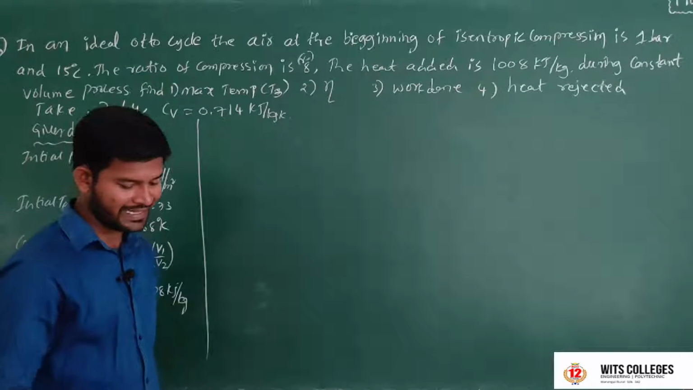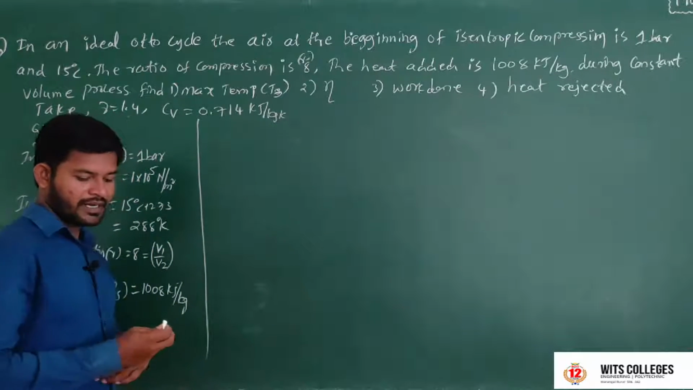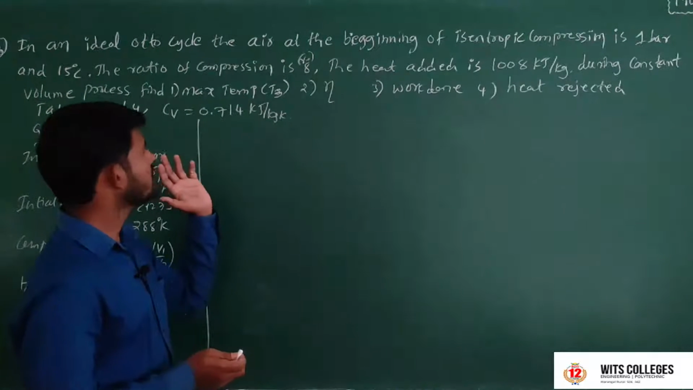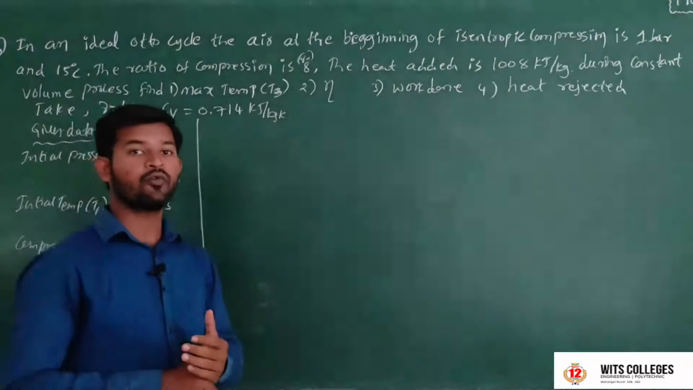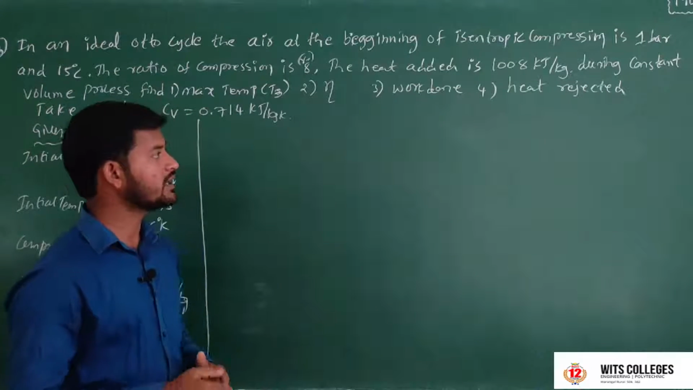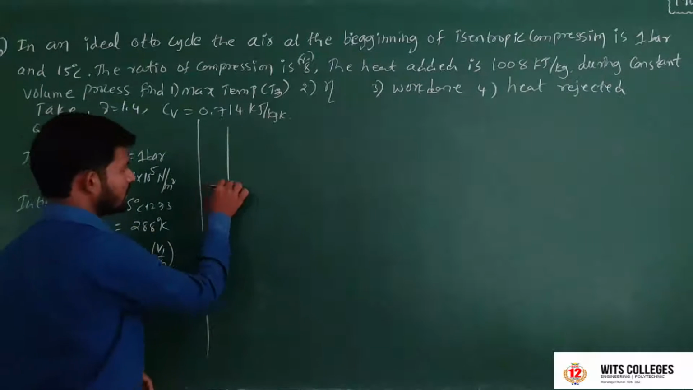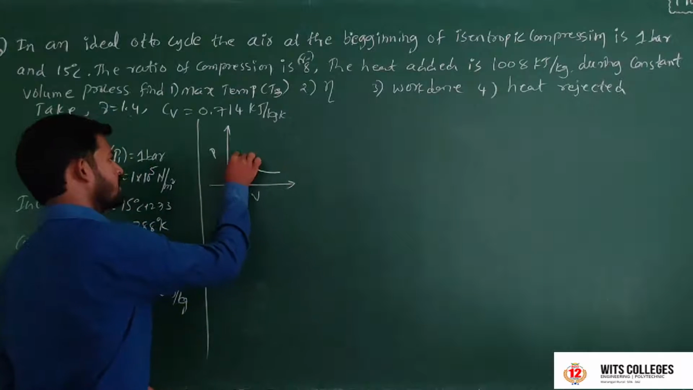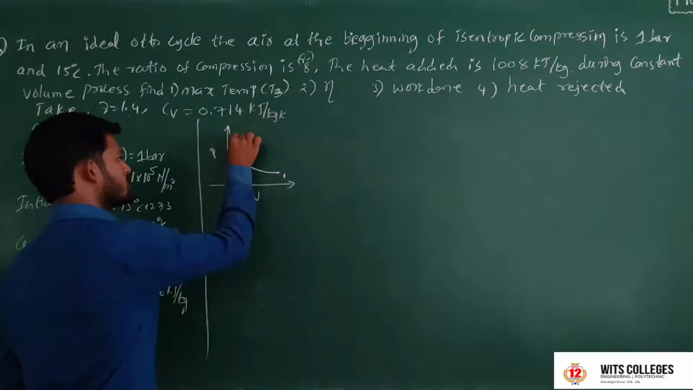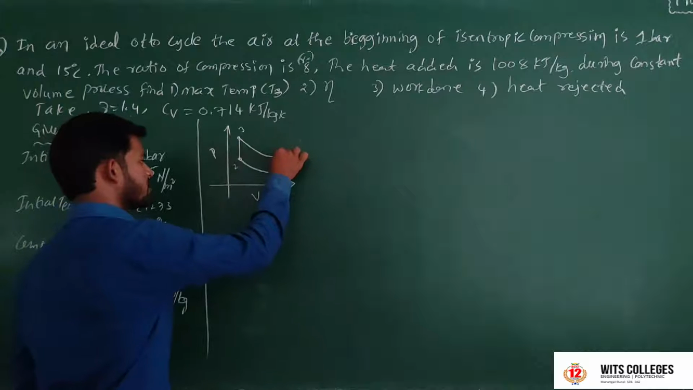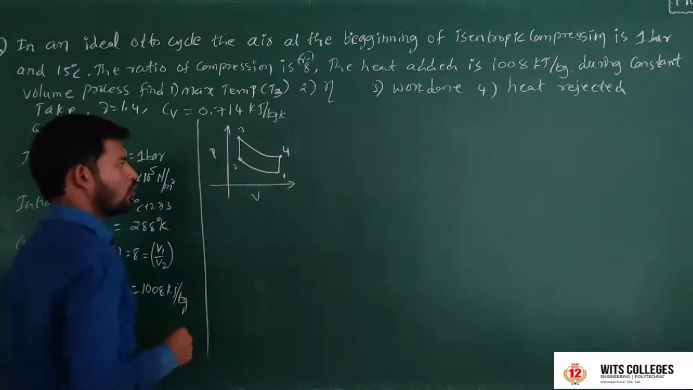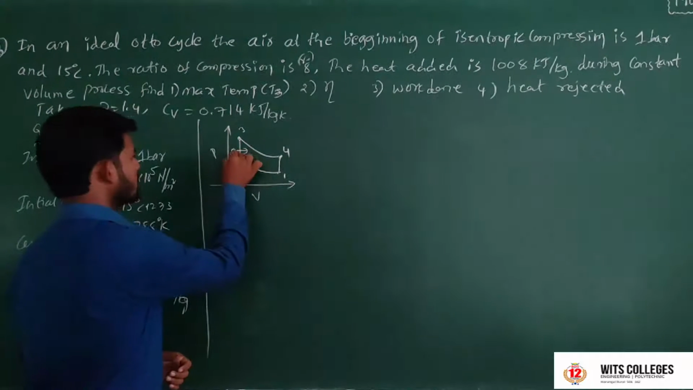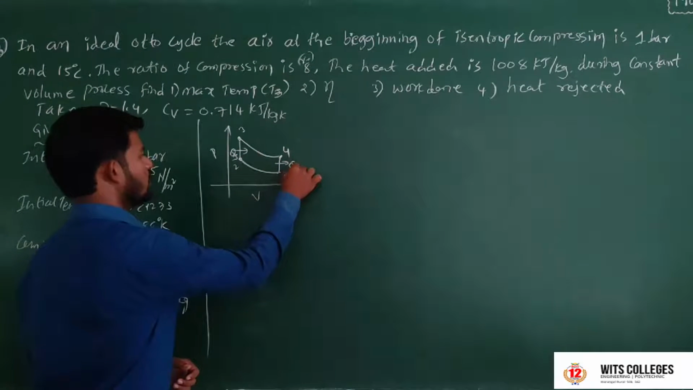First we will find the T2 value, that is the final temperature of compression. First of all, we draw the PV diagram, pressure versus volume. First is adiabatic compression 1 to 2, constant volume 2 to 3, adiabatic expansion 3 to 4, and 4 to 1 constant volume process. In the 2 to 3 process Q is supplied, in the 3 to 4 process Q is rejected.